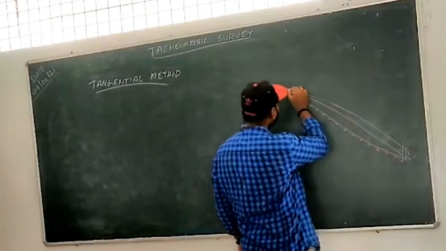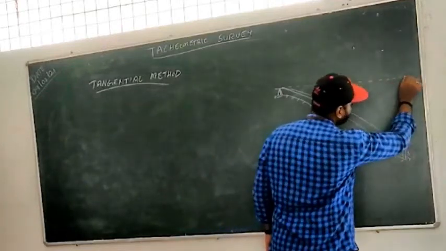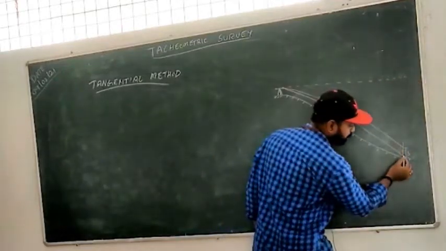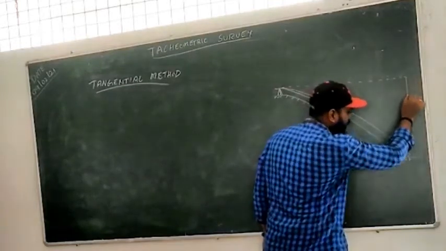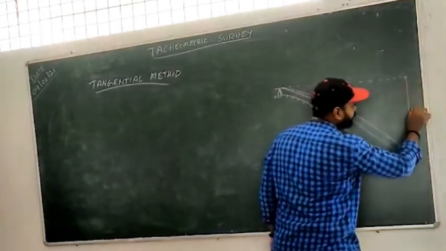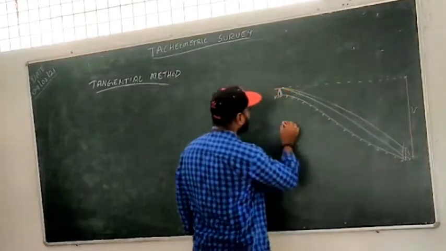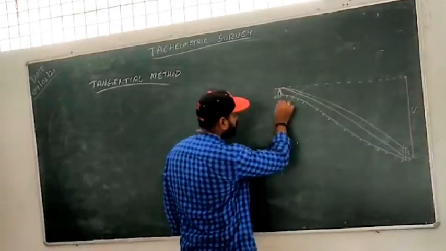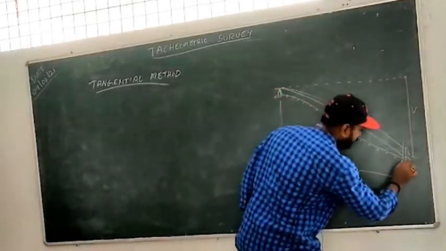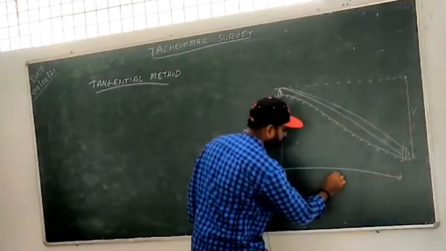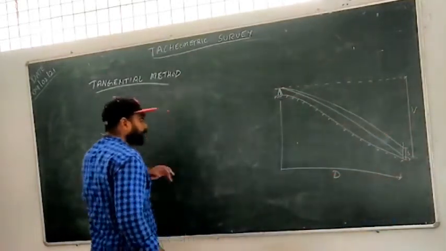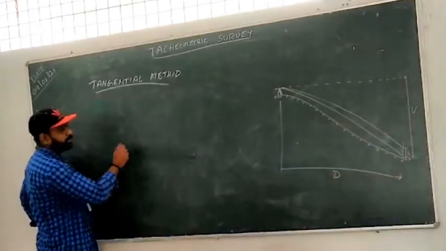And what else? Yeah, vertical height. So vertical height from where to where? From this bottom vane to this horizontal axis. Say this is your V, okay, and horizontal distance from instrument point to the leveling staff D.